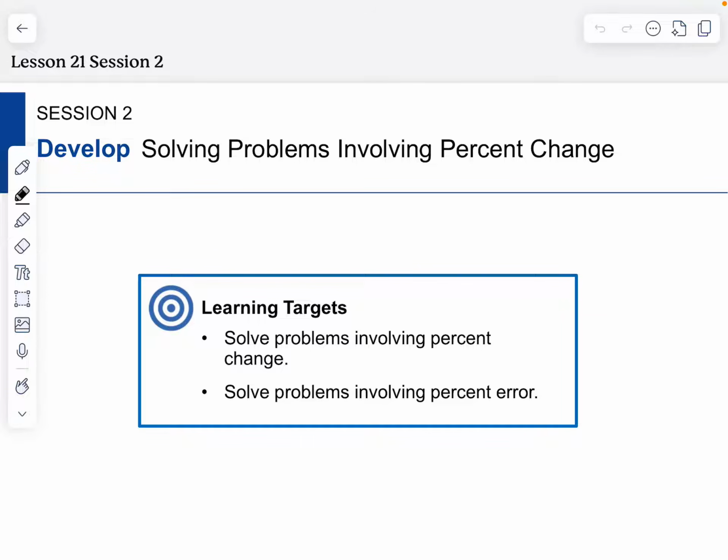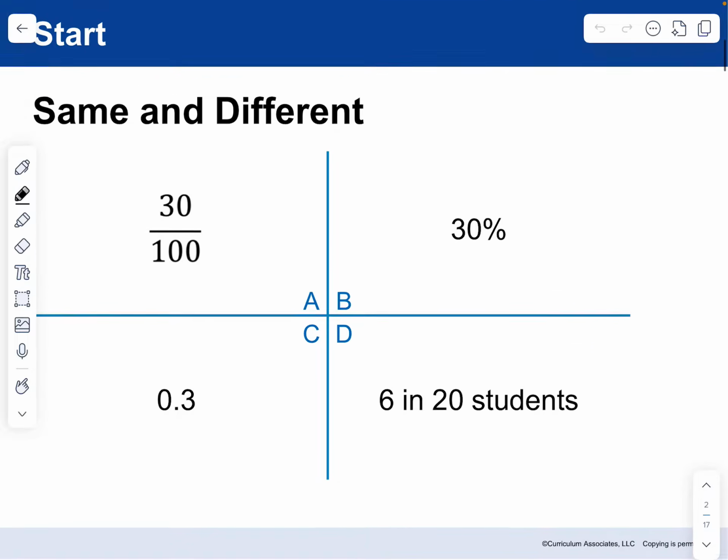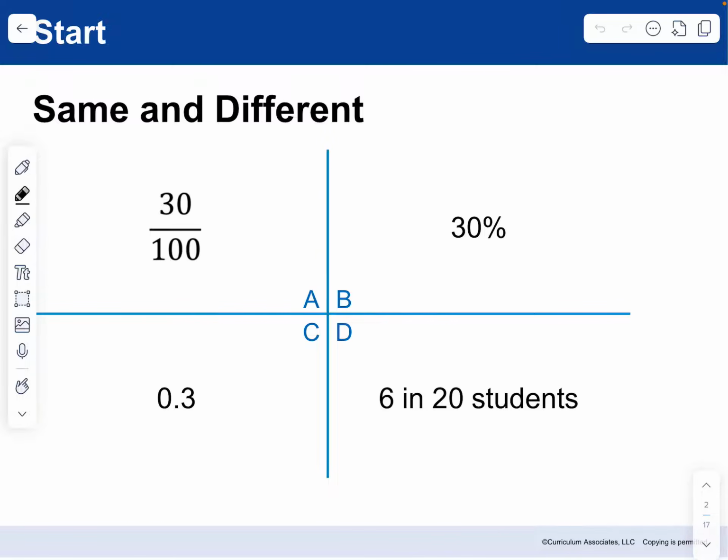Hi, this is Mrs. Lloyd with Lesson 21, Session 2 for 7th grade math, iReady, solving problems involving percent change. Our learning targets remain the same. Same and different.